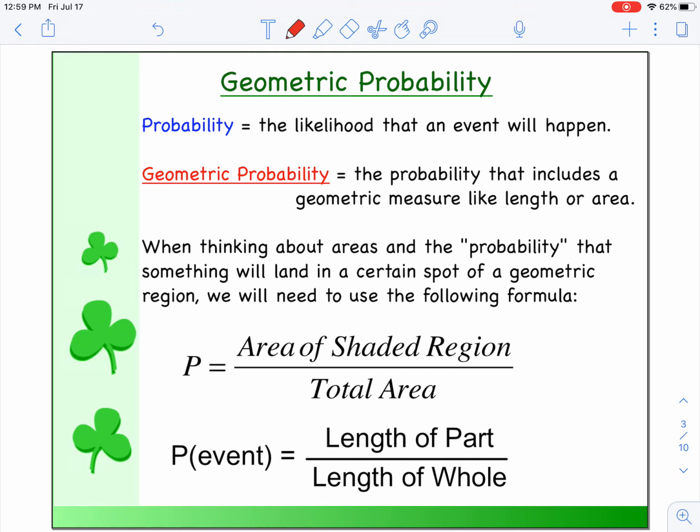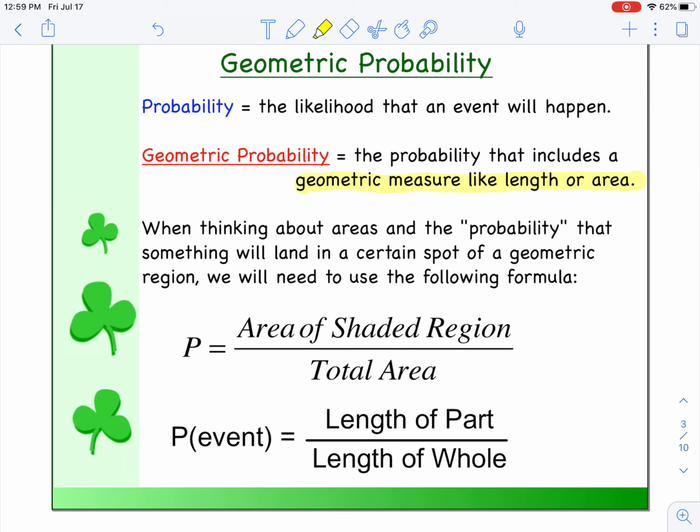So probability is the likelihood that an event will happen. So when you're asked about the probability of something happening, you want it to be a favorable outcome. You want it to happen. So what's the probability that it happens? Geometric probability is the probability that includes a geometric measure like area or length. So that's what makes it slightly different, but if you understand probability in general, then this should be fairly straightforward. We're just going to be using areas and writing ratios and then dividing.